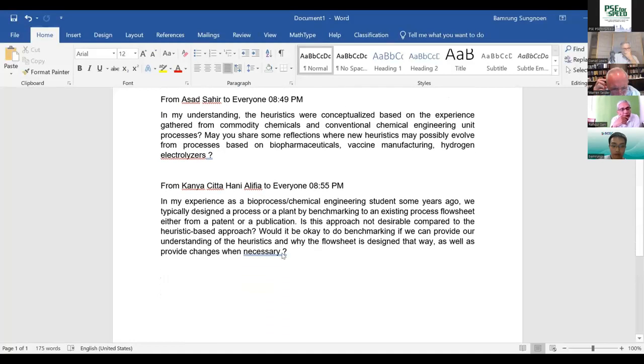For the next question, from Kenya: in my experience as a bioprocess chemical engineering student some years ago, we typically designed the process by benchmarking against the existing process or just the patents and publications. It's not desirable compared to the heuristic approach. It is okay to benchmark if we can provide our understanding of the heuristics and why the flow sheet is designed a certain way, as well as provide changes when necessary.